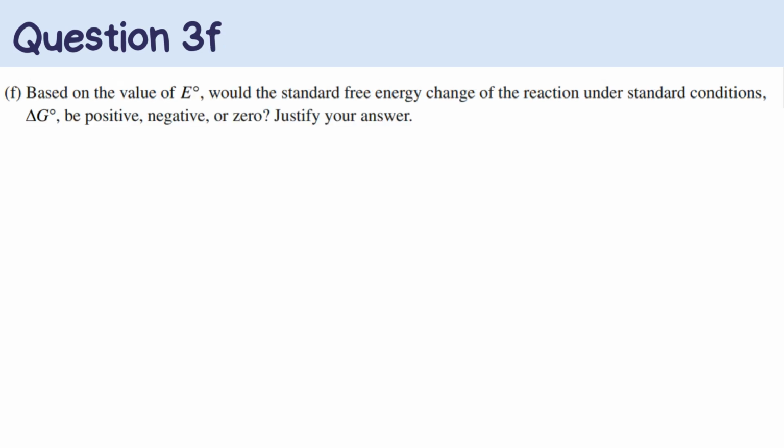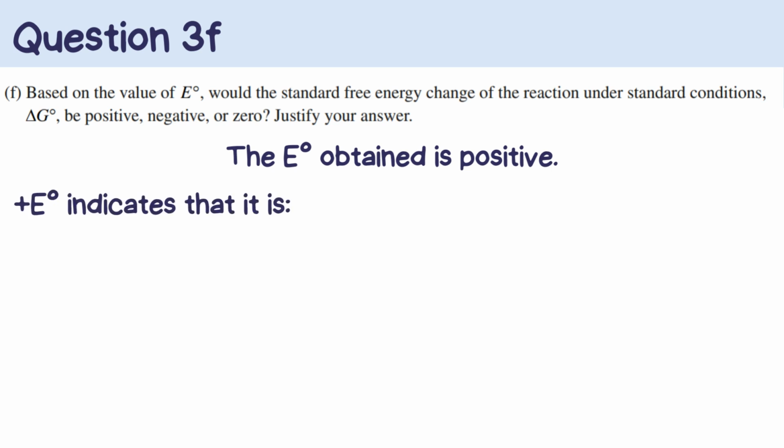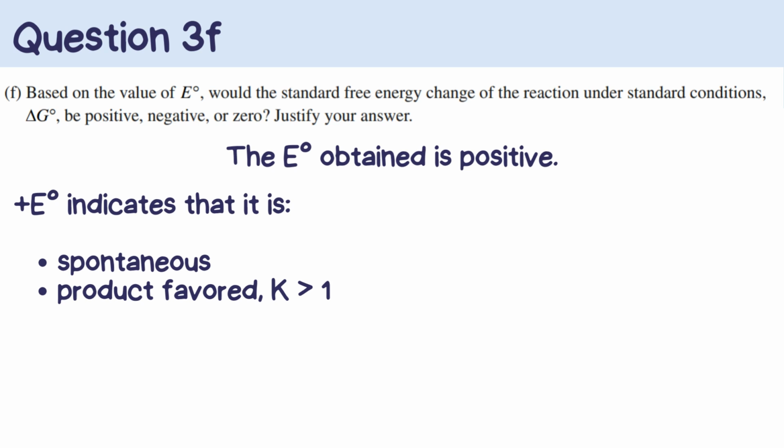And then for question 3F, we're asked about what delta G would be given delta E. Well, we knew from our last problem that delta E is positive, and I'm going to create a little table here. So if delta E is positive, then we know a couple of things. First off, it is spontaneous, meaning that it will naturally favor equilibrium without any energy input. It is also product favored, meaning that K is, of course, greater than 1. It is also known as a voltaic or galvanic cell. And lastly, delta G is indeed negative.